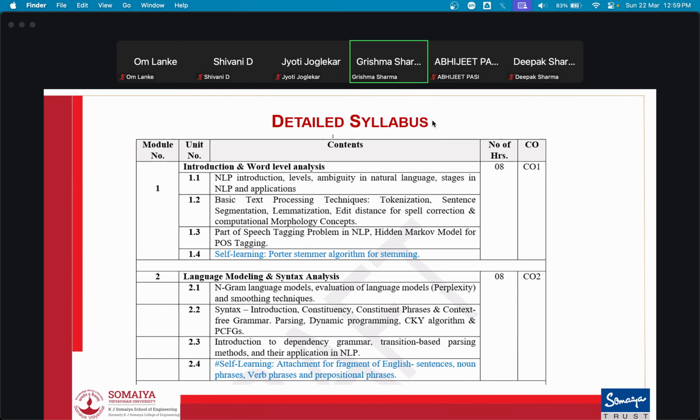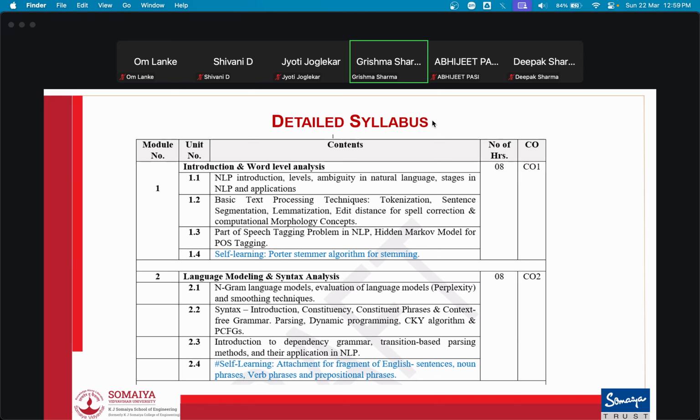In module number 2, we come to syntax analysis and language modeling. After word-level modeling, we need to predict and see what spell correction methods there are, and what the main foundations of language models are. In language models, we have the n-gram language model. How do we evaluate the performance of any n-gram language model? That term is nothing but perplexity. What are the different smoothing techniques?